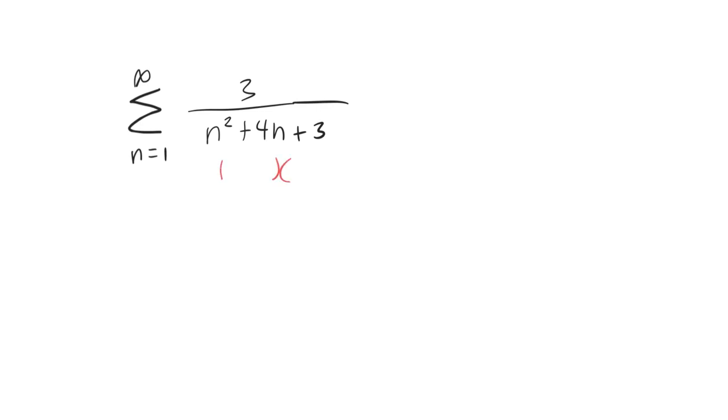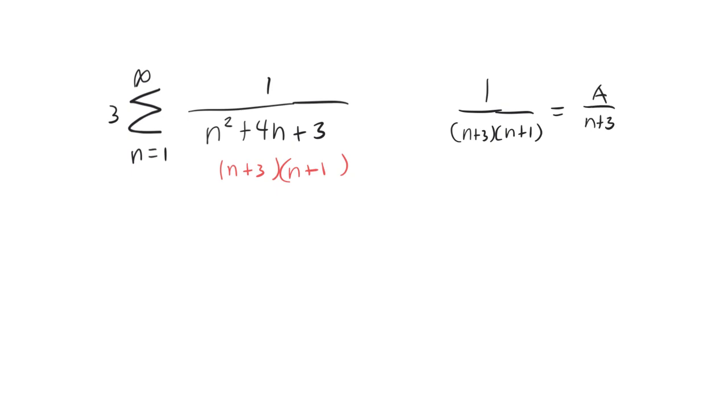Now that would be n plus 3 and n plus 1, of course. This 3 can go on the outside, so I'm going to erase that and put a 3 on the outside, and we have a 1 here. So the reality is that 1 over n plus 3 times n plus 1, if we did partial fraction decomposition, we could say that this is true, right?